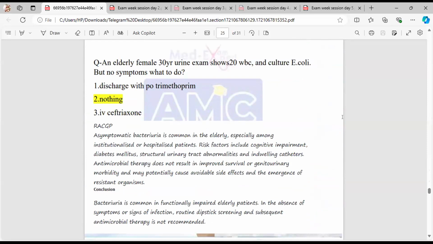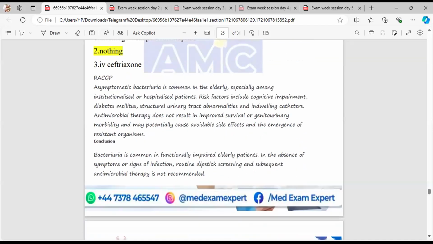RACGP says about asymptomatic bacteriuria: if there are no symptoms, but in the culture E. coli is present, because we know that E. coli is the most common bacteria for UTI. So if in the culture E. coli is present but the patient has no symptoms, what will we do? We will not treat the patient, even for the elderly as well. Do nothing. This is the explanation from RACGP.